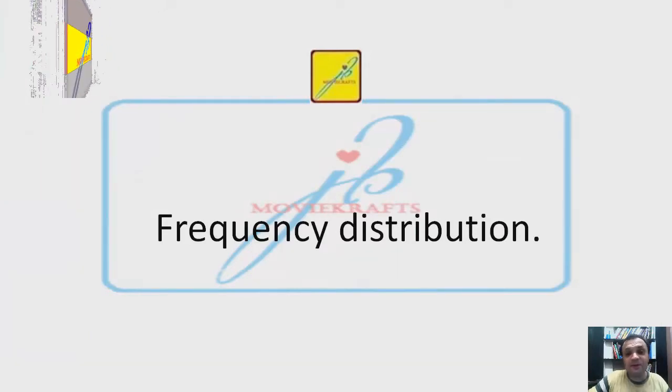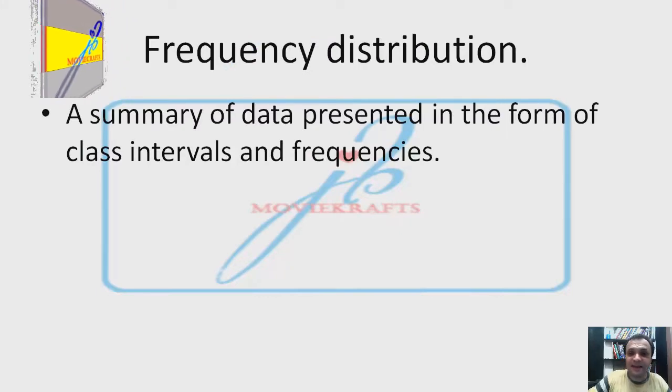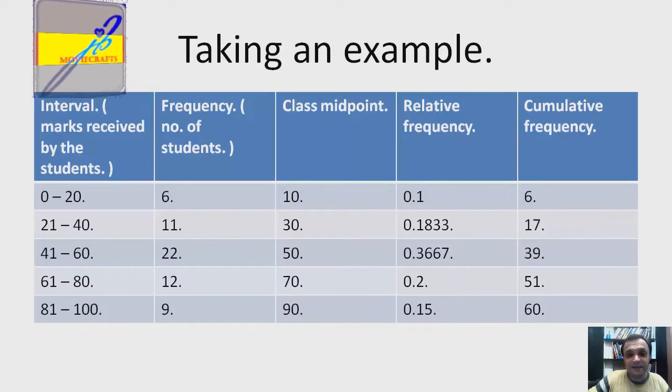Let us understand frequency distribution. Frequency distribution can be said as a summary of data presented in the form of class intervals and frequencies. Let us understand this by an example.